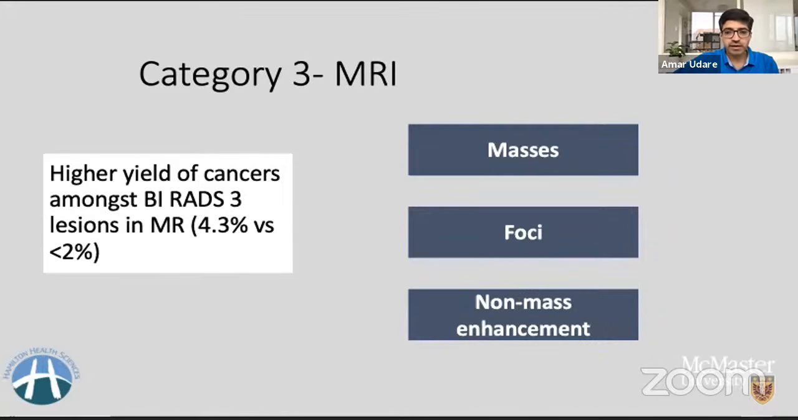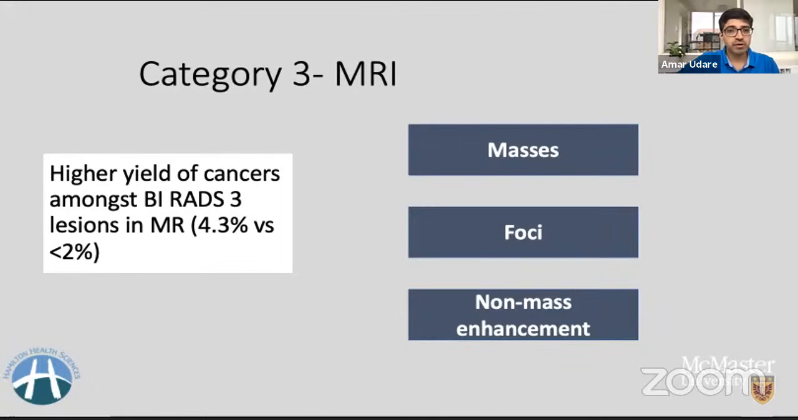Just switching gears a little bit and talking about category 3 on MRI, as some of you might be performing breast MRs in your center. There is a higher yield of cancers amongst BI RADS 3 lesions. This is just based on literature. So you have to keep it in mind that category 3 on ultrasound and category 3 on MR both have slightly different meaning in terms of the likelihood of malignancy. Some of the literature supports that it could be up to 4.3% versus less than 2% on ultrasound. That's why you have to treat it diligently before assigning BI RADS 3.